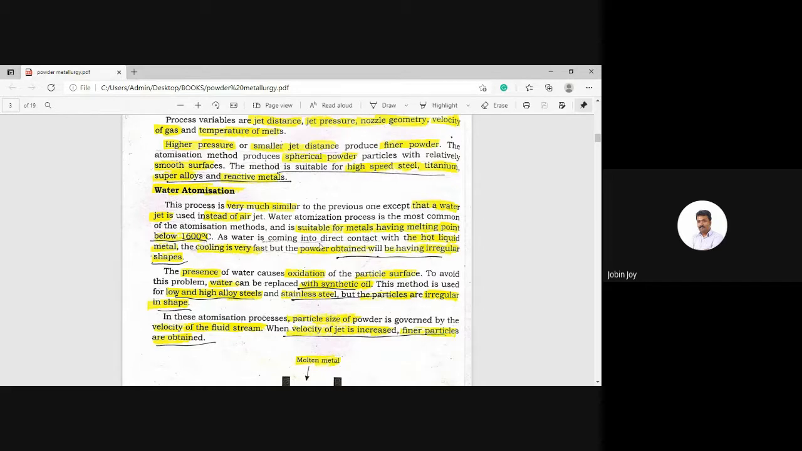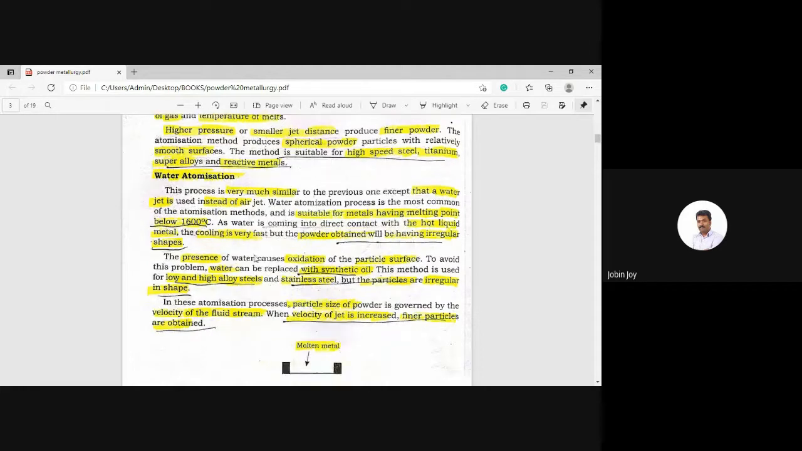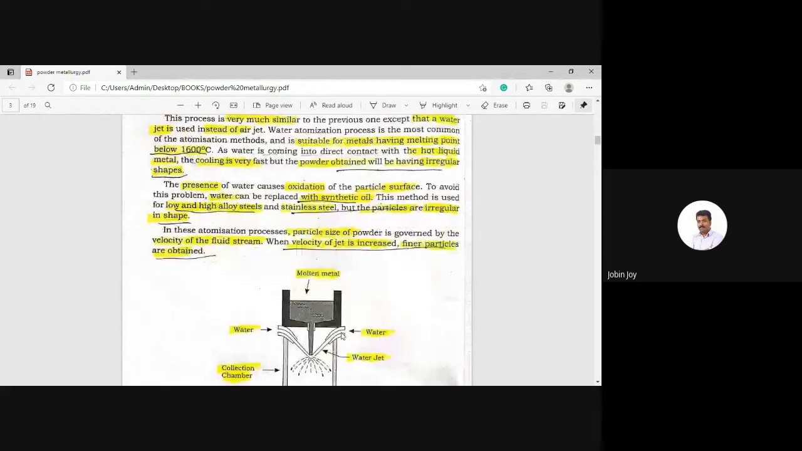Here water is coming into direct contact with this hot liquid metal. The cooling is very fast. So here this is the molten metal and this is the water jet, and this water is in direct contact with this hot liquid metal. The cooling is very fast, but the powder obtained will have irregular shapes.